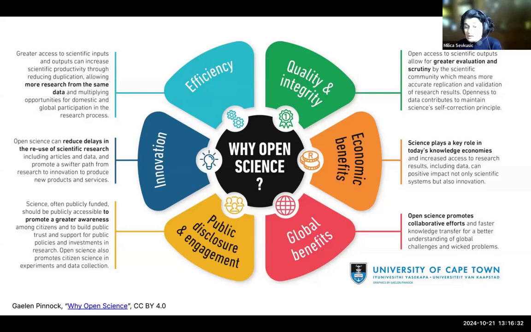And also, there is this moment of social responsibility that is very important in open science and innovation and responsible research, and the awareness of the role of science and communication with the general public. This can also improve the trust in science. So there are many benefits.